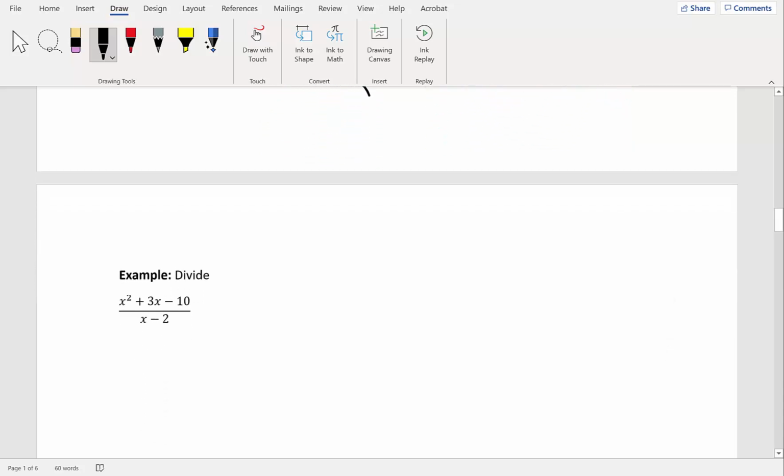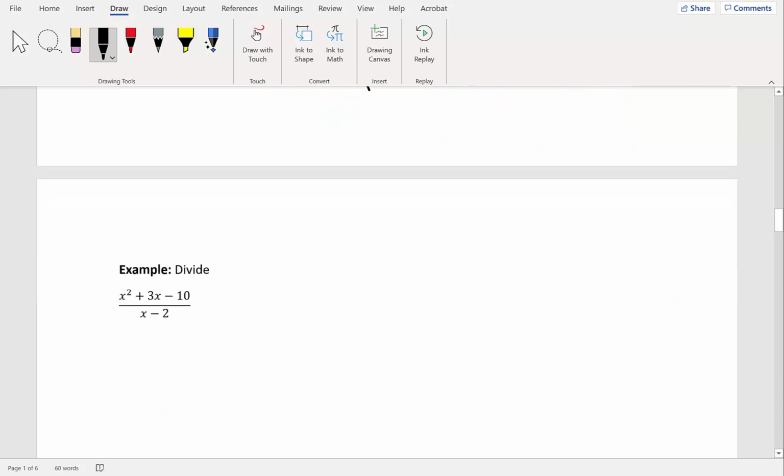Okay. Next example. So divide, we have x squared plus 3x minus 10 divided by x minus 2. Now notice I'm no longer dividing by a monomial. I'm dividing by a binomial, dividing by 2 terms. So since I'm dividing by 2 terms here, I have to use the long division process. Whatever you're dividing by goes on the outside of our long division bar. And then whatever you're dividing goes on the inside. So x squared plus 3x minus 10 goes on the inside.